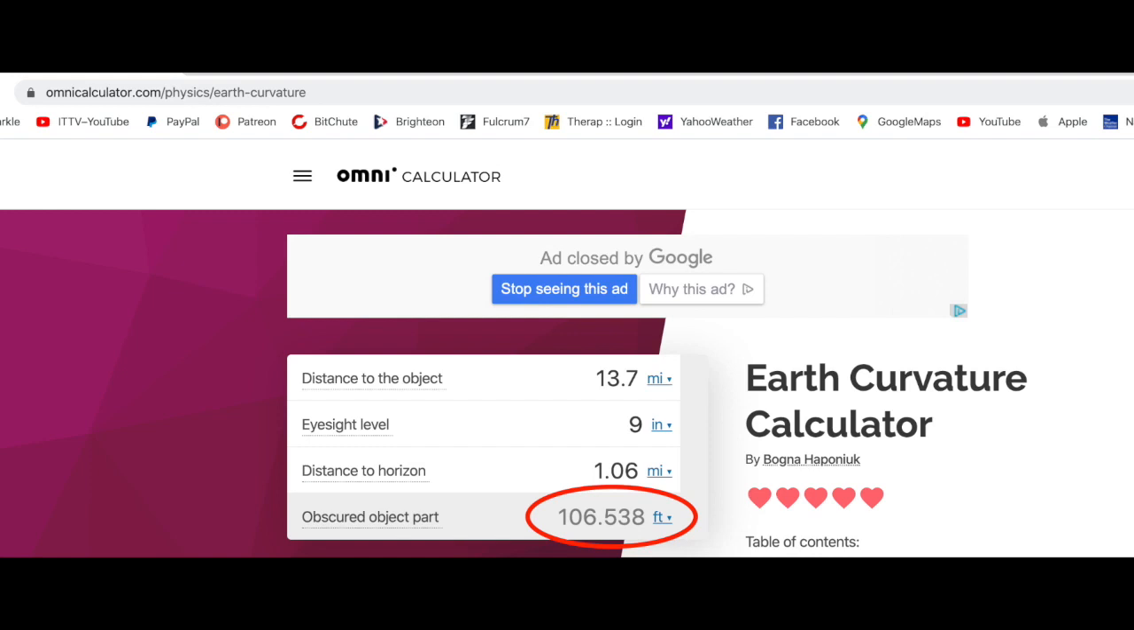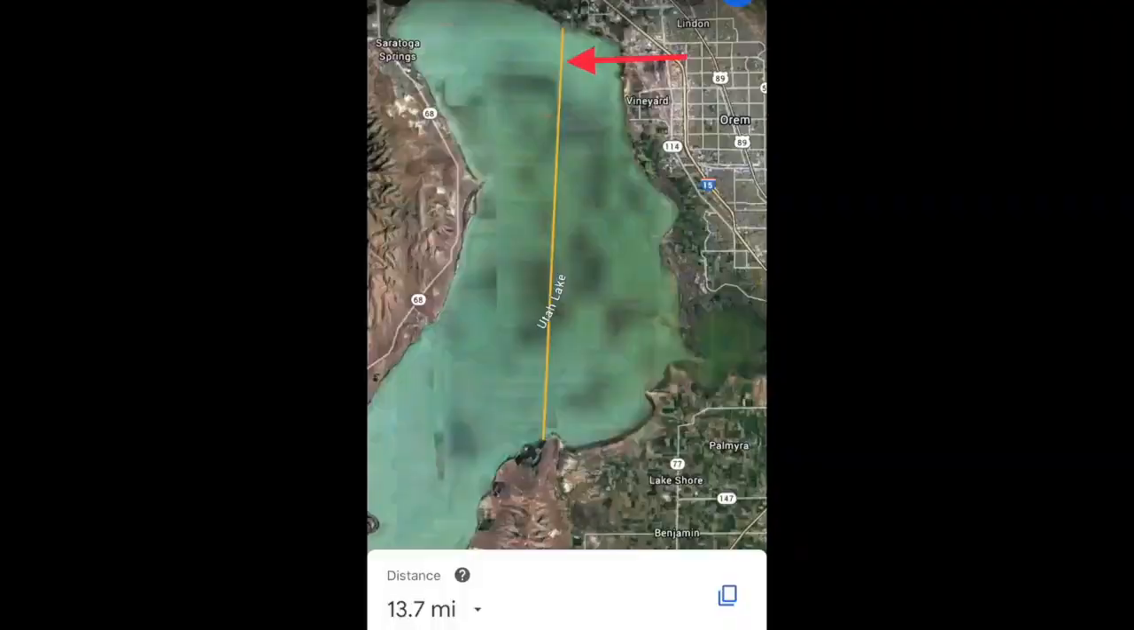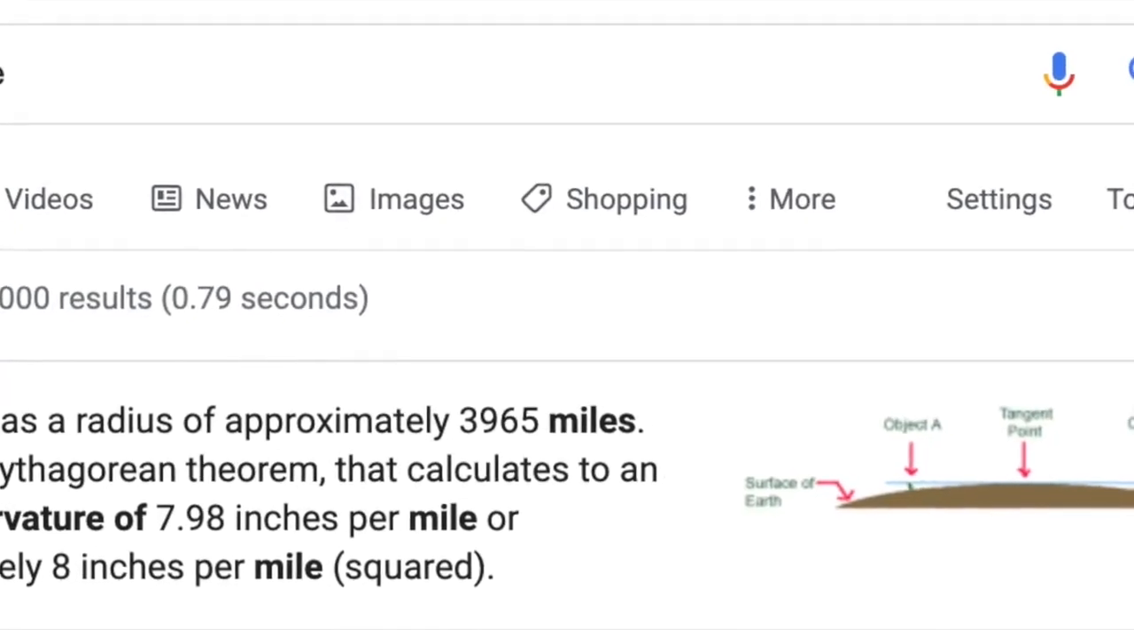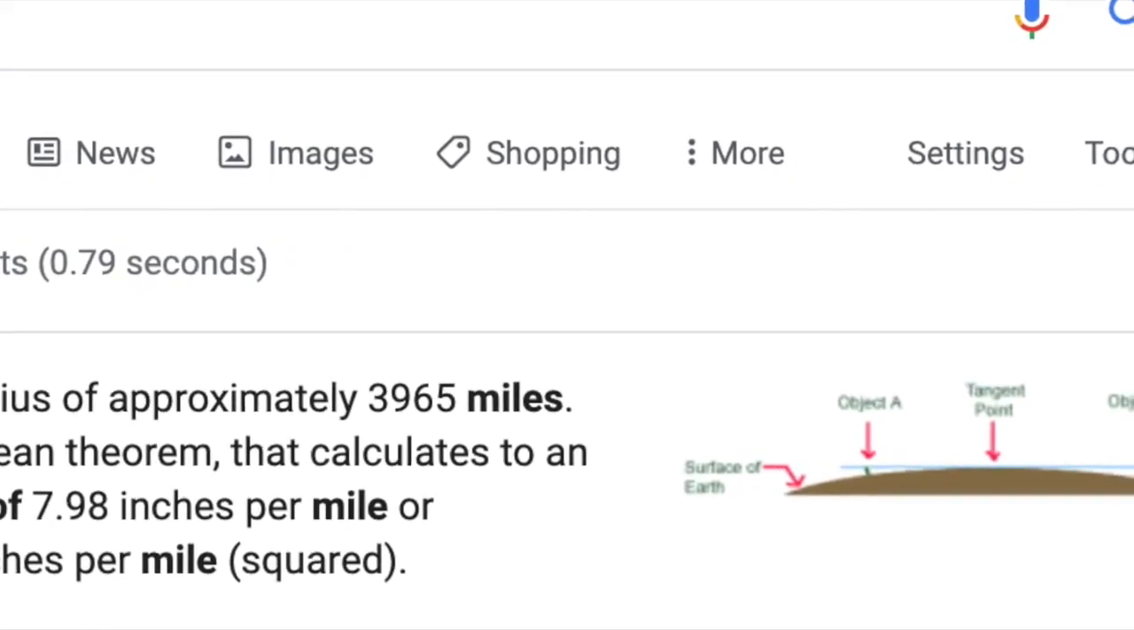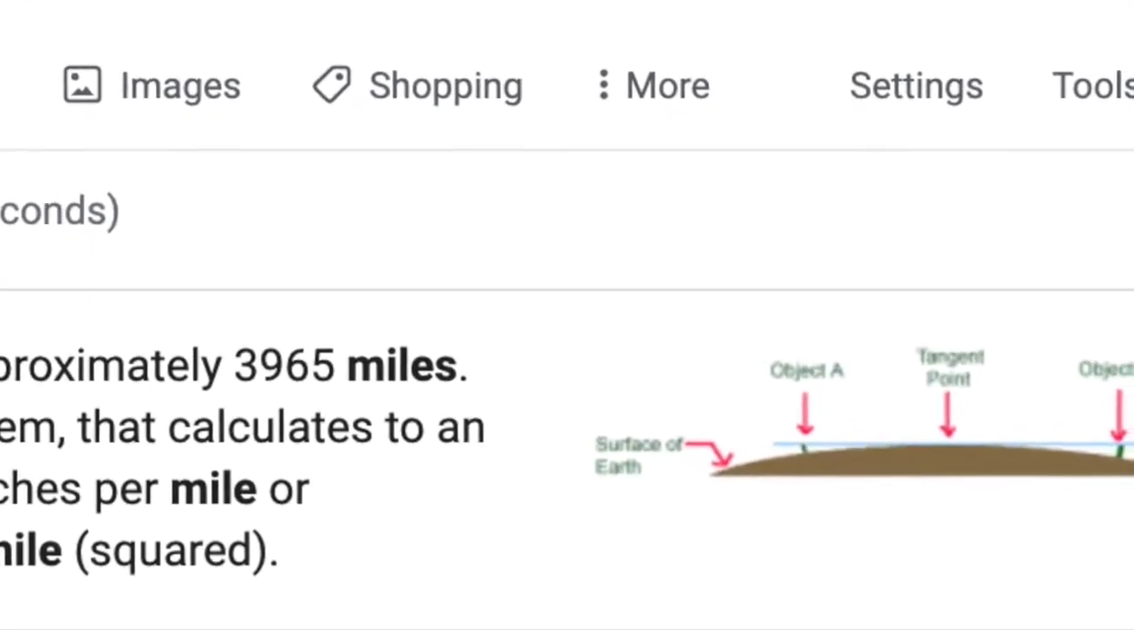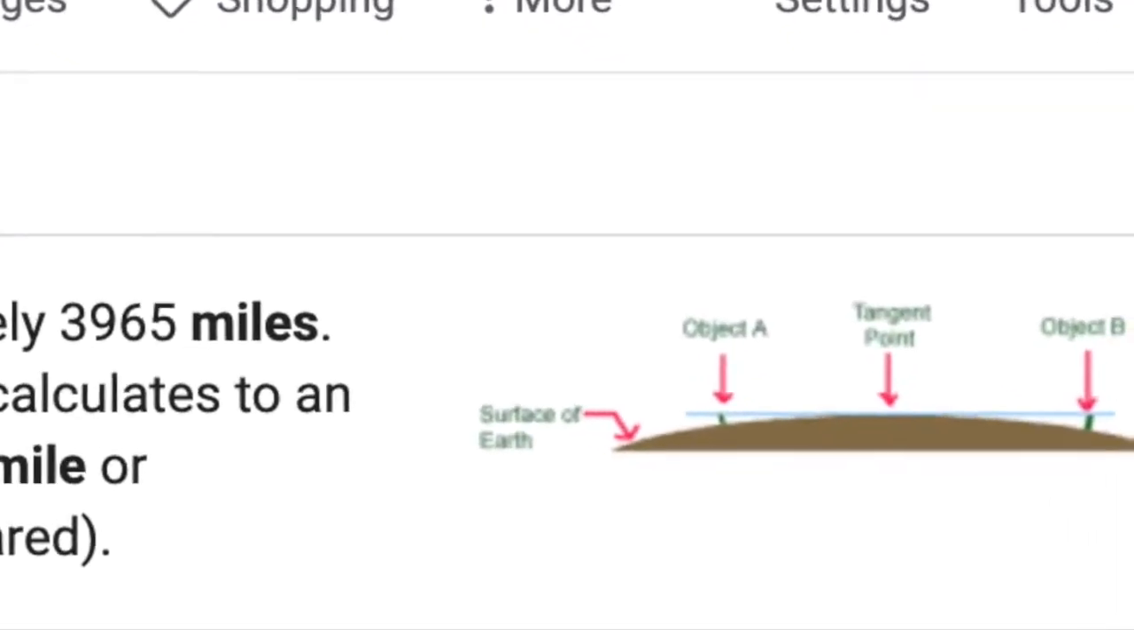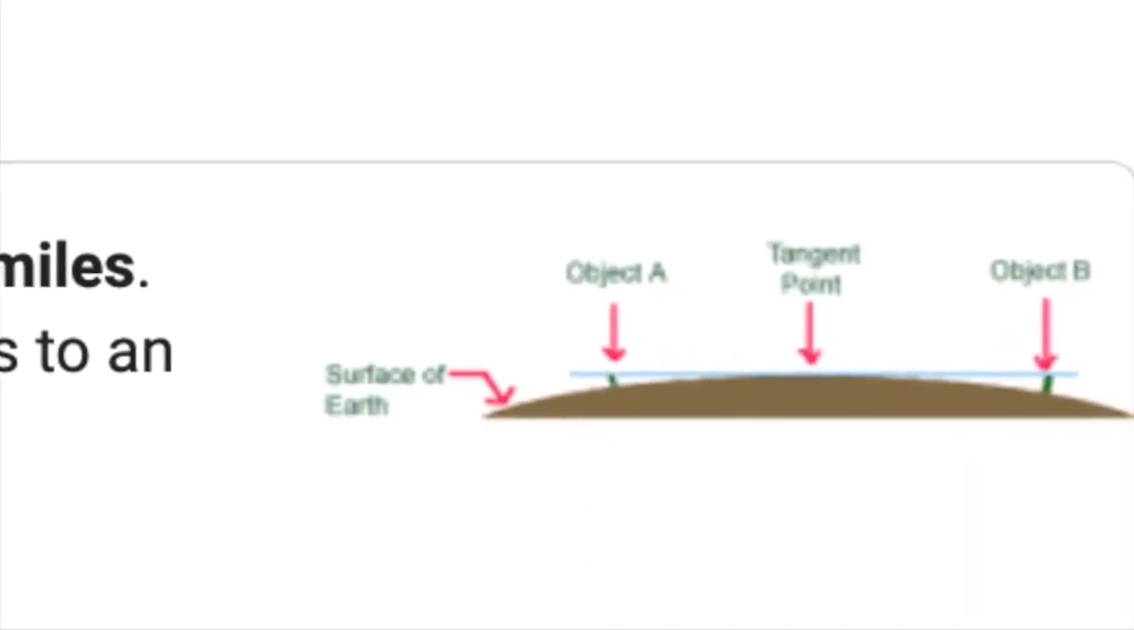Now there's something in these calculations I wanted to point out. Notice it says that my horizon is only 1 mile away. That means my horizon would be right about here. About 1 mile in front of me. That would mean that about 1 mile in front of me is the tangent point, at which it starts to block any object behind it. The further it goes behind my tangent point, the more it's blocked.